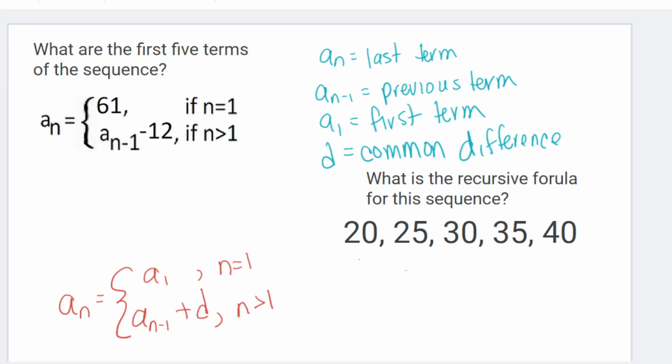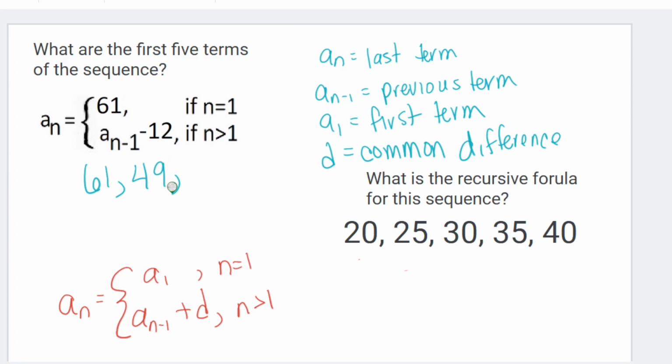Alrighty, so there's our kind of guidance stuff. So now let's look at some of these. Here I'm given the recursive formula and I have to find the first 5 terms. This is really easy in the recursive formula, because they straight up tell you what a1 is. Your first number is 61. Now if I'm reading this, it says that my sequence decreases by 12 for every single number. So what I'm going to do is take the 61 and subtract 12. So 61 minus 12 on my calculator is 49.